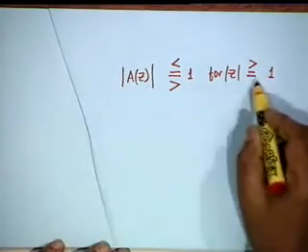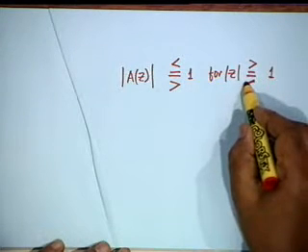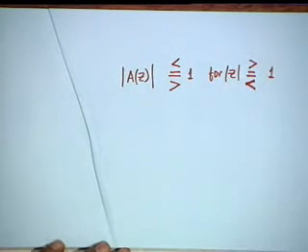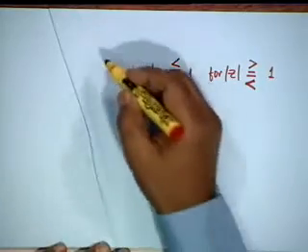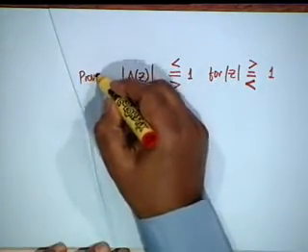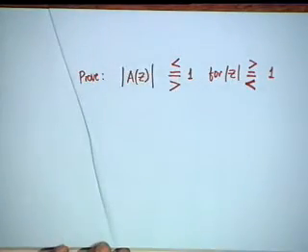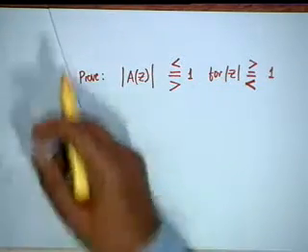Inside the unit circle, mod A(Z) is greater than 1. This is a property which has to be proved. It is not obvious. It has to be proved. Try to prove this. If you cannot do it, then I shall do it in one class. That is about all pass.